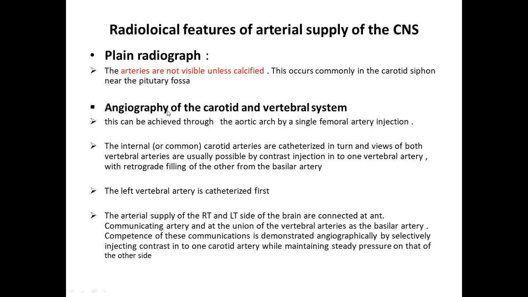Second, angiography. This can be achieved through the aortic arch by single femoral artery injection. Internal and common carotid arteries can be catheterized in turn, and a view of both vertebral arteries is usually possible by injection into one vertebral artery with retrograde filling of the other from the basilar artery. The left vertebral artery will be catheterized first.